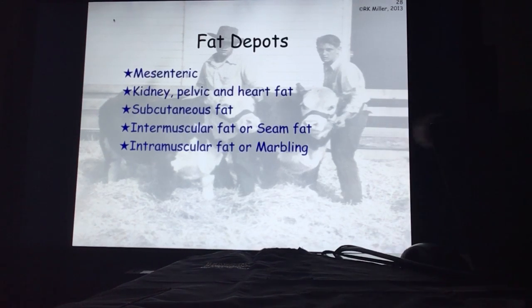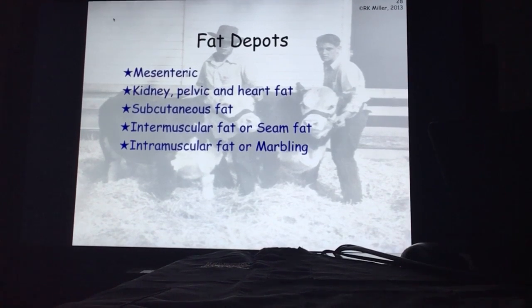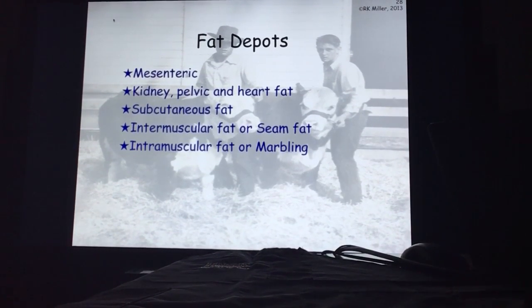I referred to this picture in the background before. This is my dad and my uncle Leland. This was taken when my dad was a senior in high school. And these are 2-year-old polled Hereford bulls that were very well known and champion bulls at the National Western. They have about 1.5 inches of subcutaneous fat. I can't even think about how much mesenteric and KPH those animals had. So you can tell that they're very fat. If they have a lot of subcutaneous fat, they have fat in the other depots as well.